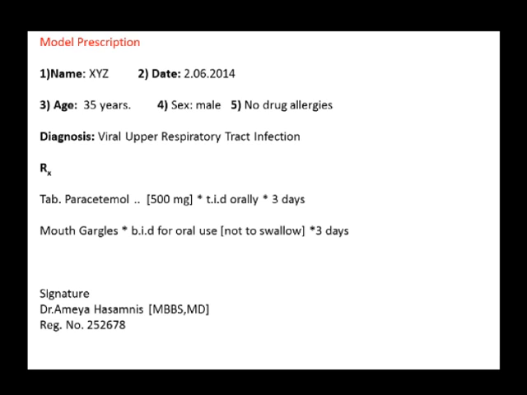Now it's upper respiratory tract infection with less secretions, and it's the mild variety. So I do not intend to give anything else except an analgesic antipyretic drug like paracetamol. Along with that, I can give mouth gargles. Mouth gargles are given BID, twice daily, morning and night time, for oral route, not to swallow.